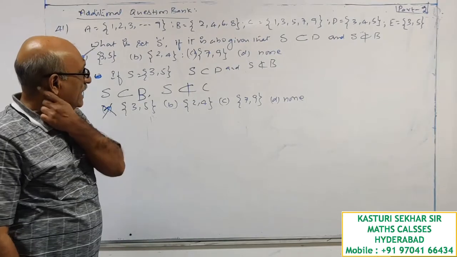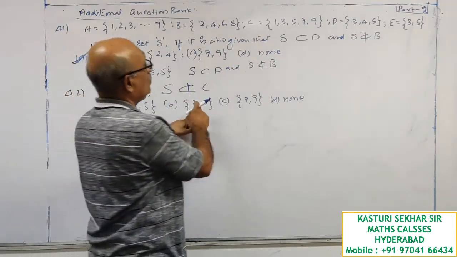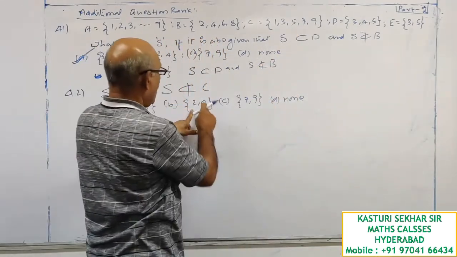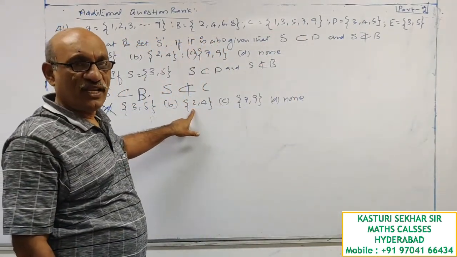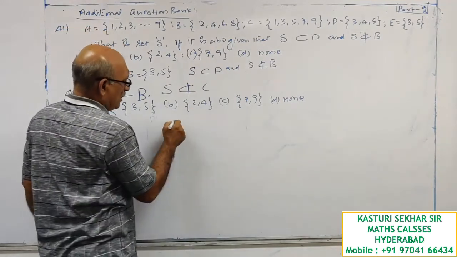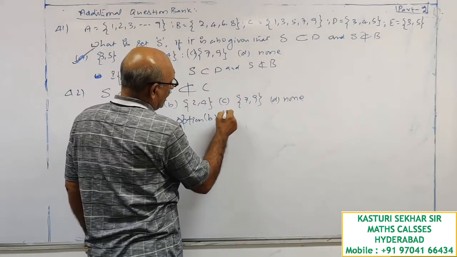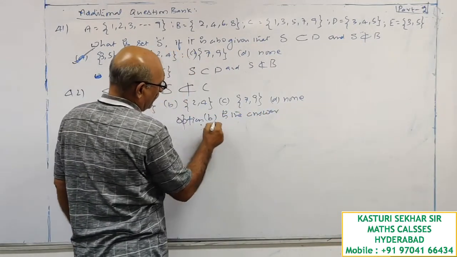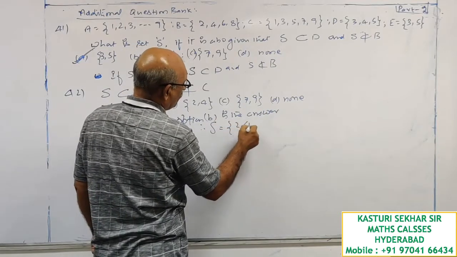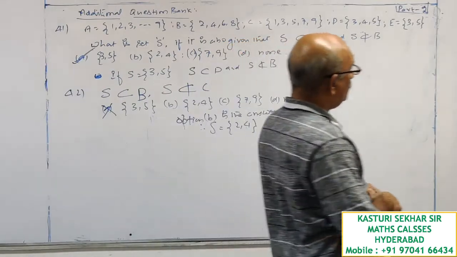And our second condition is what? These two are not in C. 2 is not in set C, 4 is not in set C. Therefore, option B is the answer. Therefore, S is equal to {2, 4}.